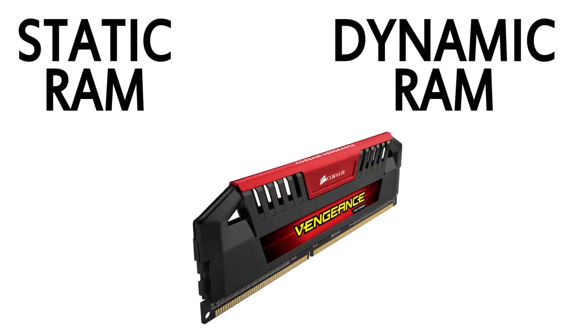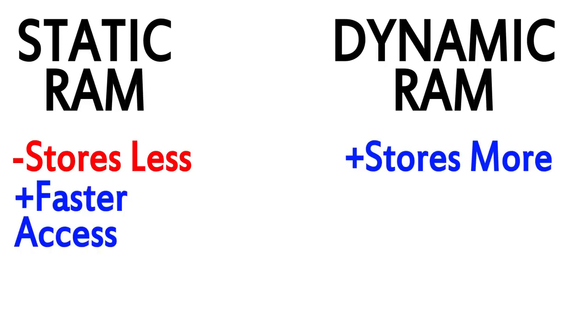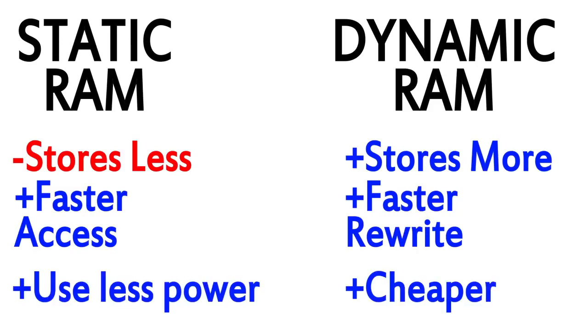Every stick of RAM that you buy is going to have a little bit of both, as they're intended to work synergistically. Here are the main differences between the two from a functional perspective. Static RAM stores less data, while dynamic RAM stores more. Static RAM can be accessed much faster, and dynamic RAM can be changed much faster. Dynamic RAM costs less, and dynamic RAM uses more power.